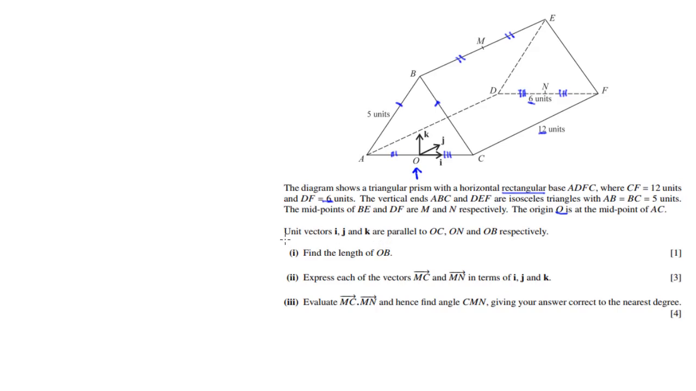And so now i, j, and k are parallel to OC, ON, and OB. So that just means that they're going in the directions that I think they're going.